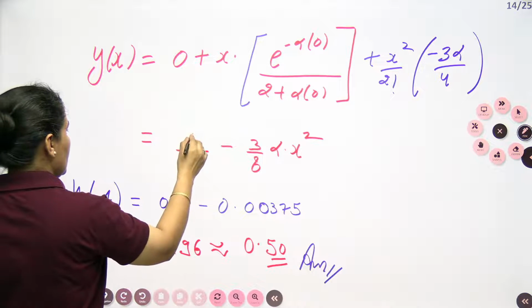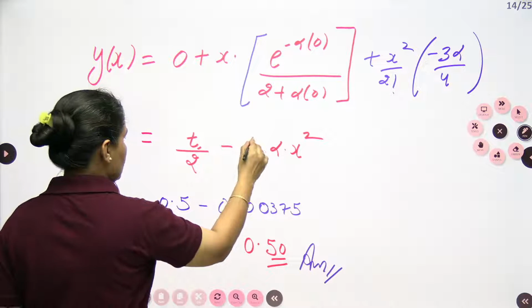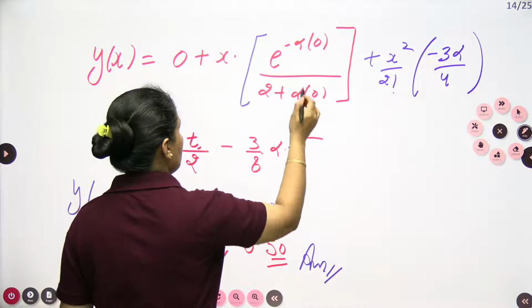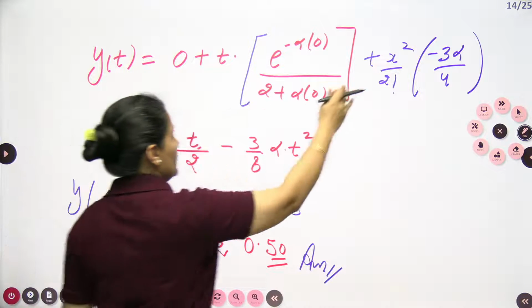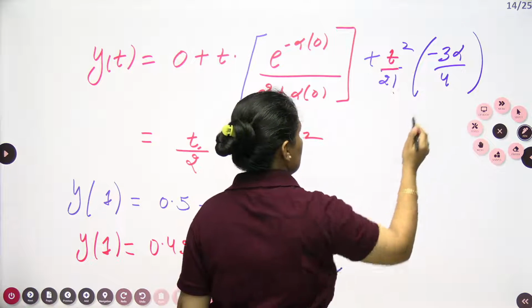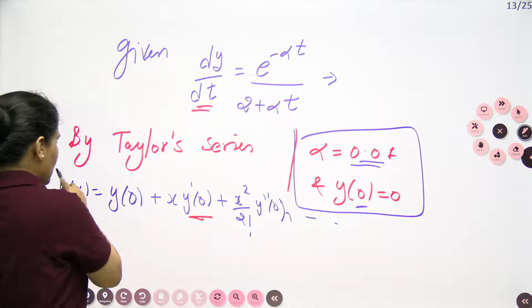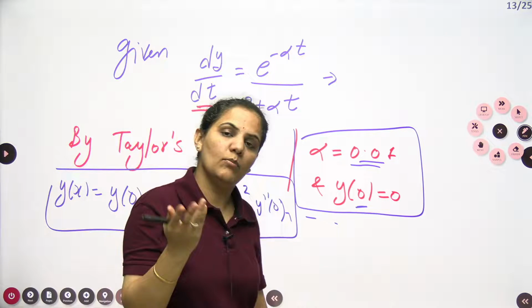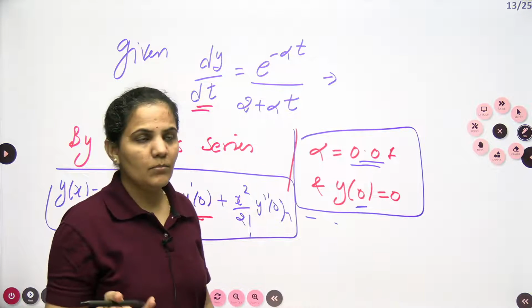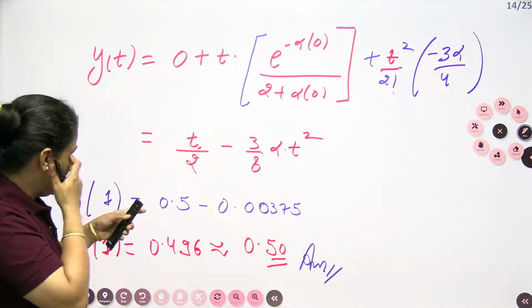So what you can do now, here you can put the t at the place of x. So this will be in the form of t only. So we will have the equation in the form of t. So this is my general equation, but here in the question we are having a differential equation in the form of alpha and t both. So I will put here the t.